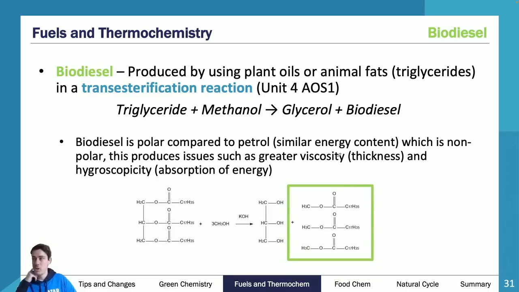Now, this is what a transesterification reaction looks like. Please don't stress about it too much, especially at the Unit 3 Area Study 1 level. Your teacher may want you to know it for the SAC. They may say, look, we're going to go through it. We're going to learn it now. So please, therefore, go and learn it and spend some time on it.